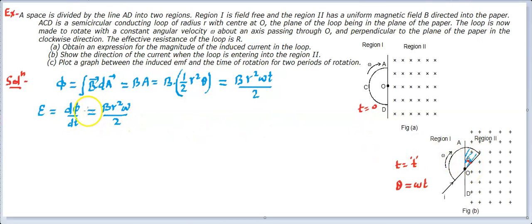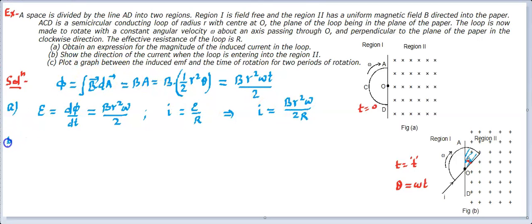This is the induced EMF, so the first part can easily be handled. What is that first part? It is talking about induced current. So this induced current expression will be E divided by R, where R is resistance. So induced current is going to be equal to B r square omega divided by 2, divided by capital R downside. This capital R is the resistance, small r is the radius. Understood? So this is how the first part is over.